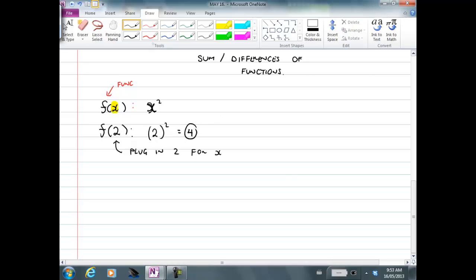We're going to write this as a sentence. When x equals 2, f of x, and another word for f of x, some people like to use the letter y, equals 4.